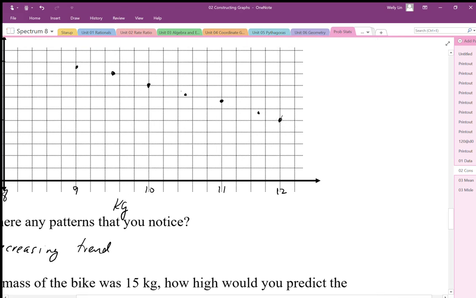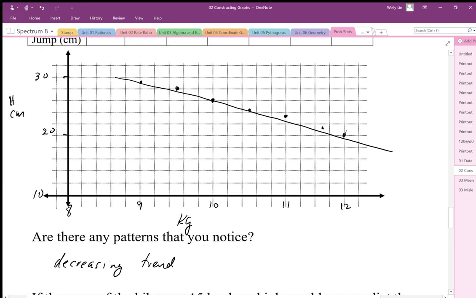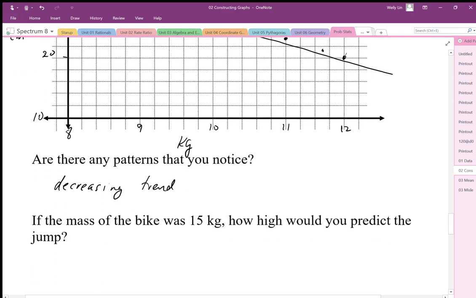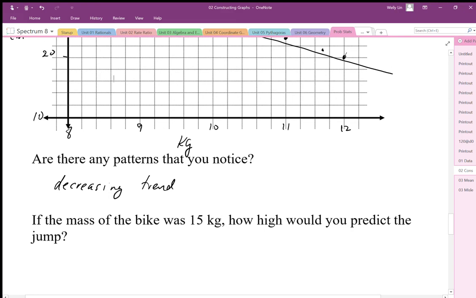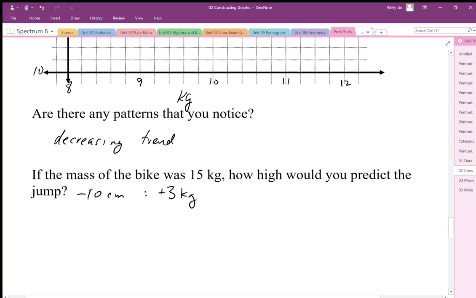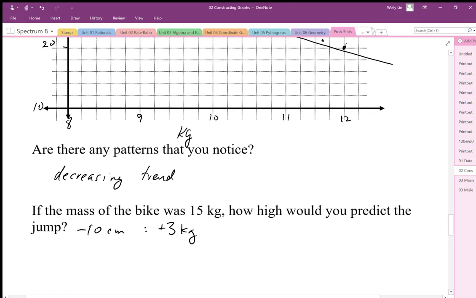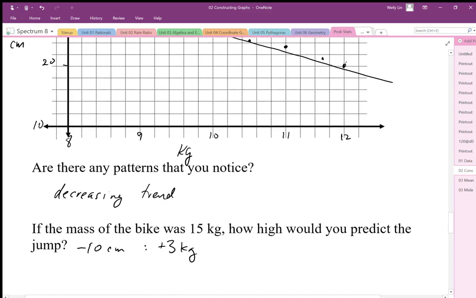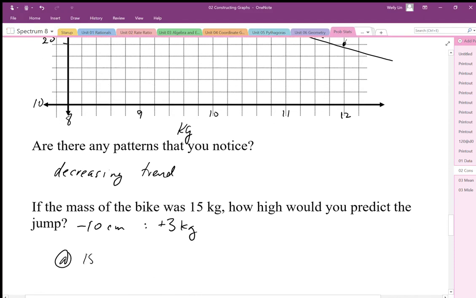So if I draw a little bit straighter line, okay, and I can estimate the slope. Here it looks like it's going down about 10 centimeters for every, approximately, let's say 3 kilograms. So if I go up another 3 kilograms from 12 kilograms, so we go to 15 kilograms, so we know that it's going to be minus 10 centimeters for every 3 kilograms of mass. So if we get to 12 kilograms, we're probably going to be jumping, what would the height be? Well, the height is at 20, so let's say at 15 kilograms, we would estimate maybe about 10 centimeters of height. Okay?